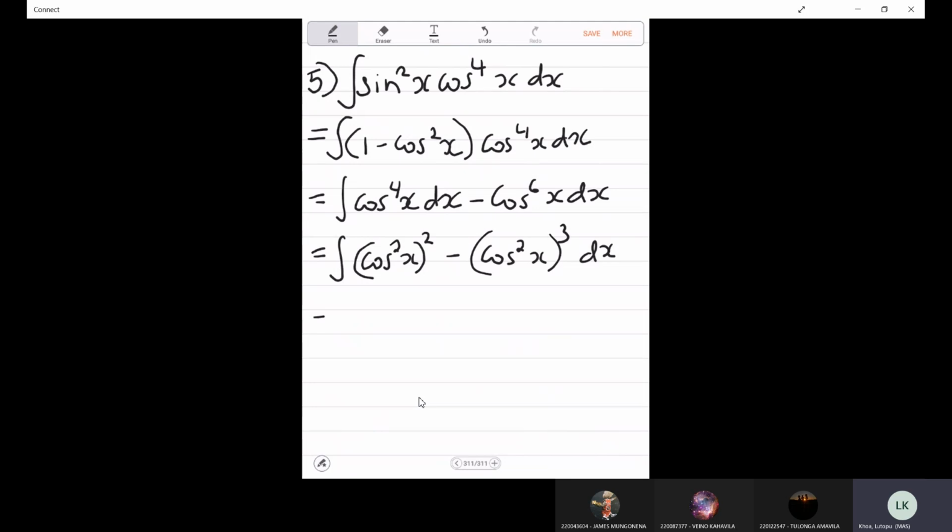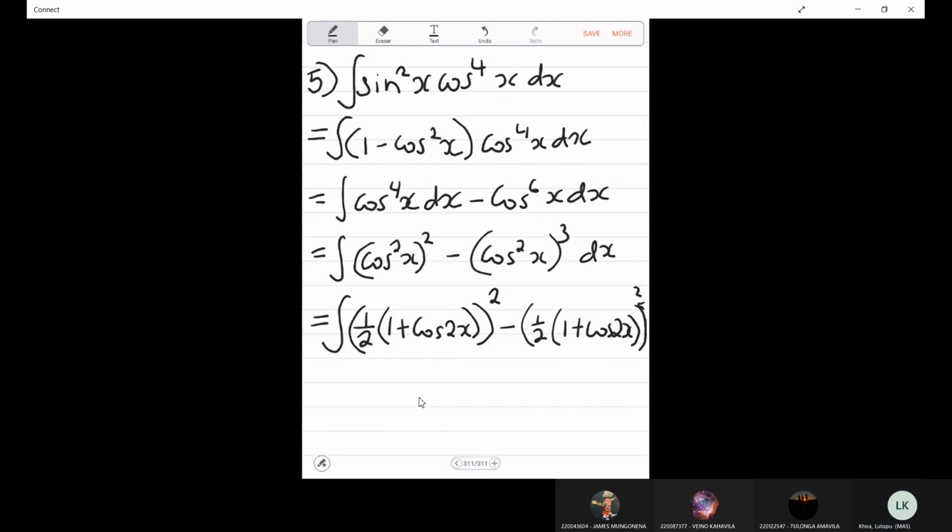So this is the integral of a half, 1 plus cos 2x, to the power of 2, then minus a half, 1 plus cos 2x, to the power of 3 dx.